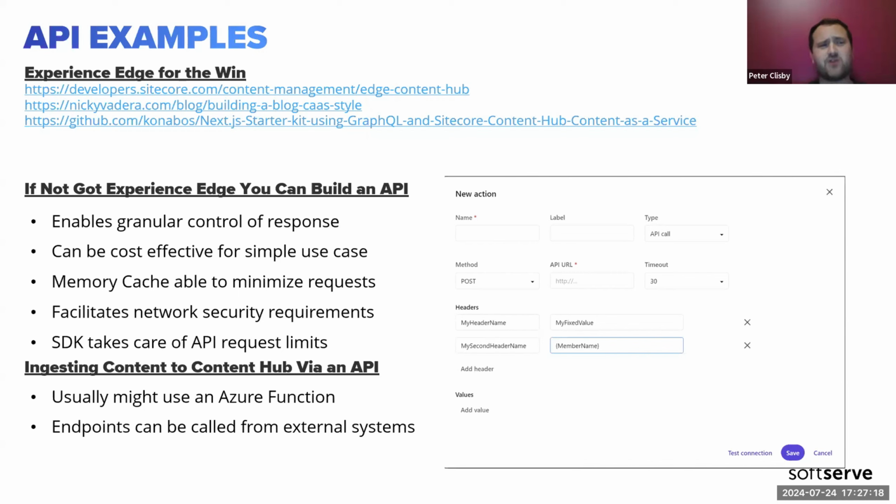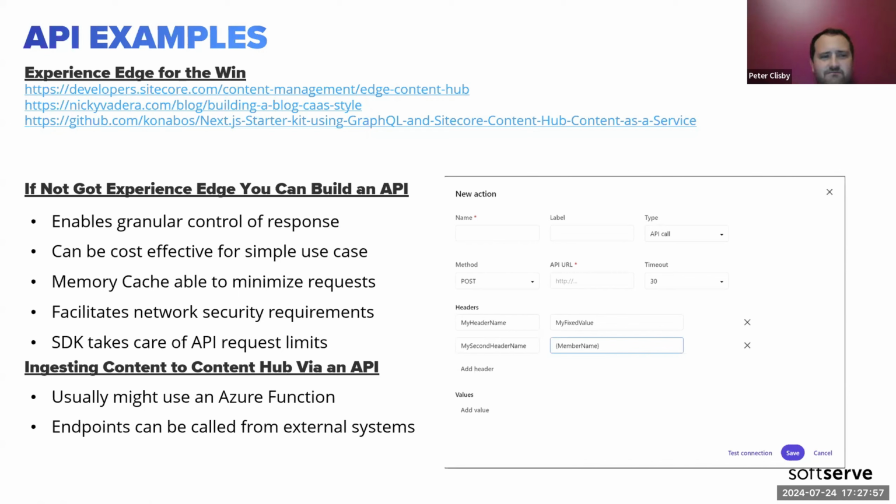Now, to stress that point, I really think that Experience Edge is the right solution for content as a service in Content Hub. There's the Sitecore documentation listed here, and then an example from Nikki Vadera of building a blog using content as a service from CMP via Experience Edge with Sitecore. And there's another starter kit here that shows how you can work with Experience Edge to build a Next.js application in a similar way.